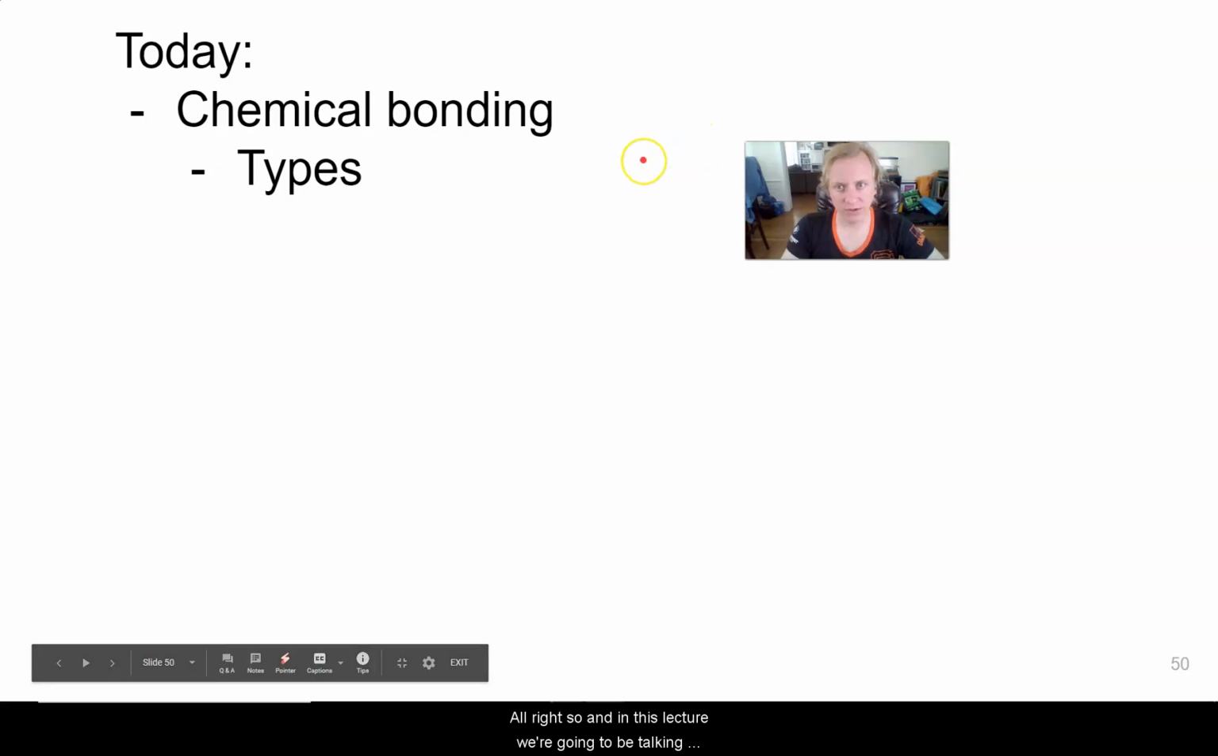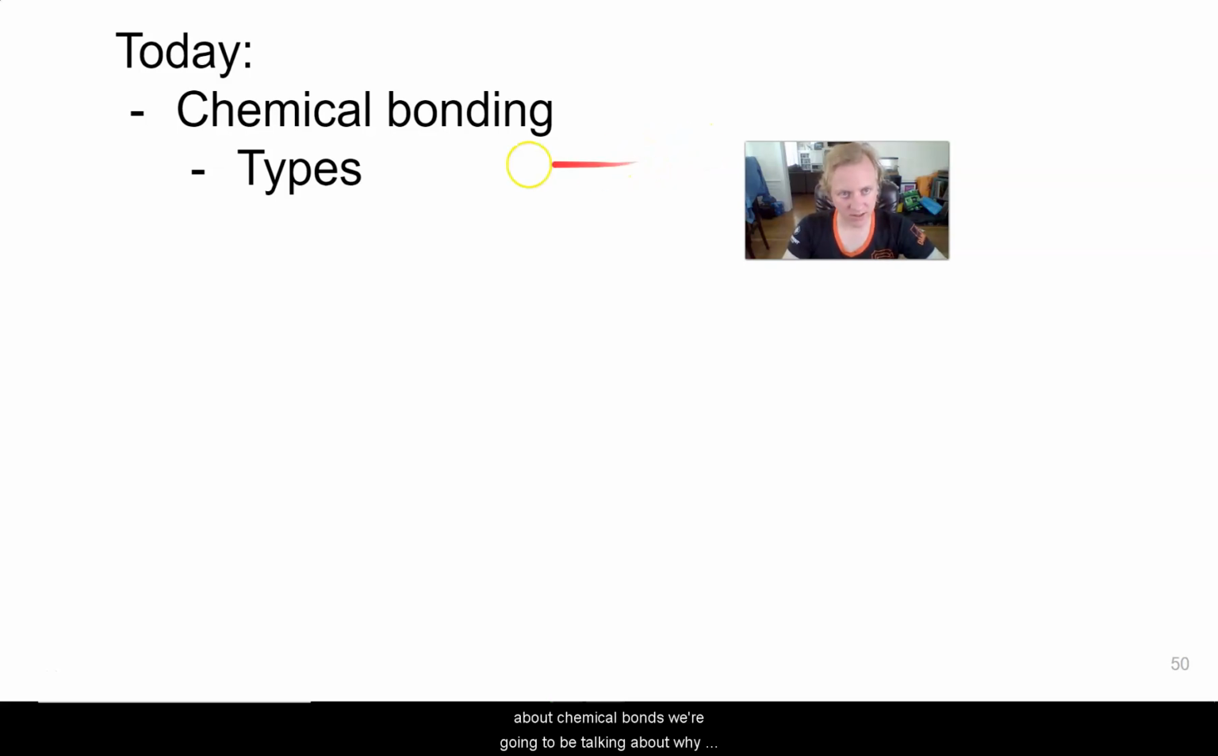So in this lecture, we're going to be talking about chemical bonds. We're going to be talking about why those chemical bonds might form, and we're going to be talking about the different types of chemical bonds that two or more elements can form with one another.